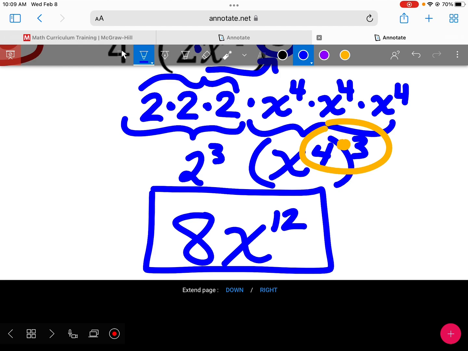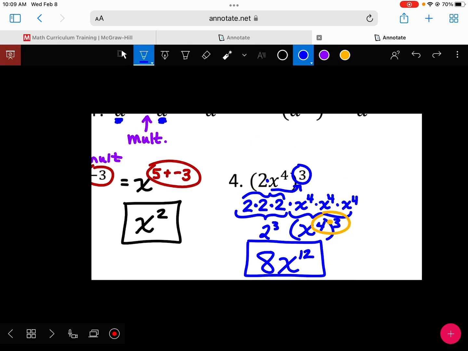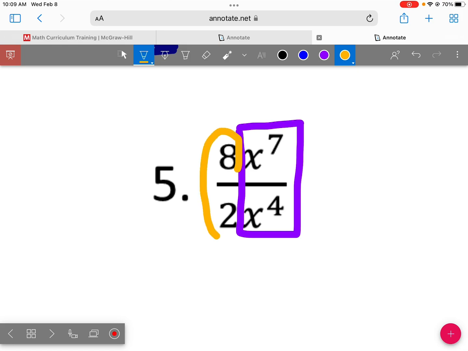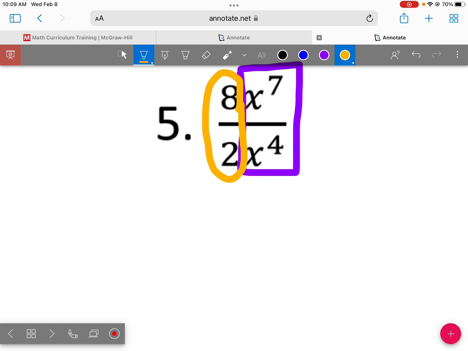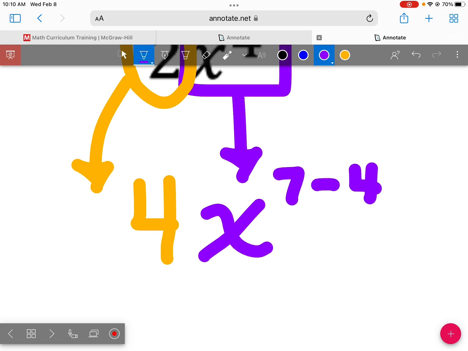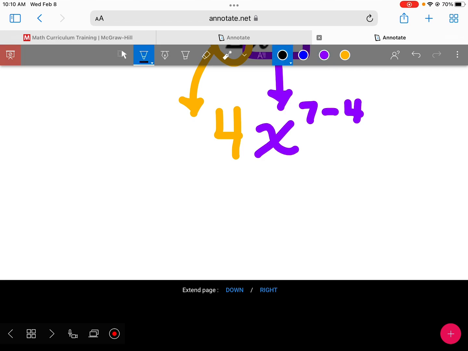Let's look at the last one. So there's 2 things I notice going on here. I have these x's that are being divided, but what else is being divided? The 8 and the 2. So I'm going to treat these separately. 8 divided by 2 gives me what? 4. And what would I do with these x's? They have the same base, and they both have exponents on them. So what do I do with those exponents? Subtract them. That would be 7 minus 4. Well, what is 7 minus 4? So 4x to the third.